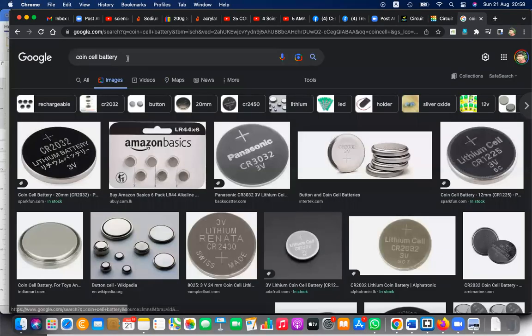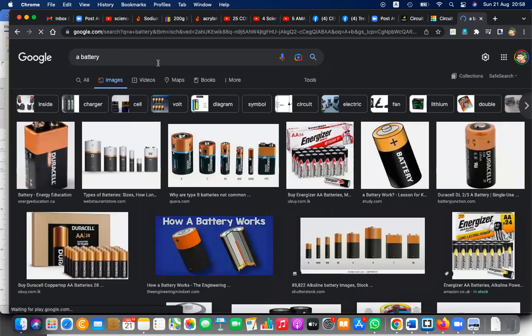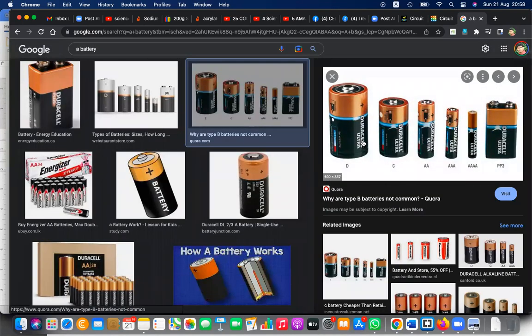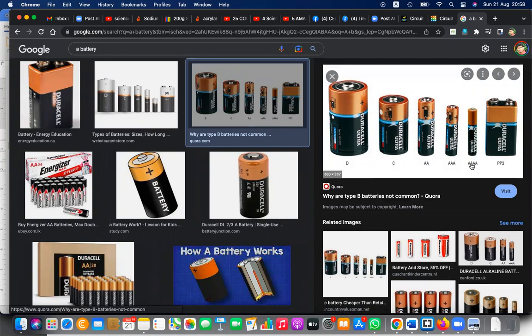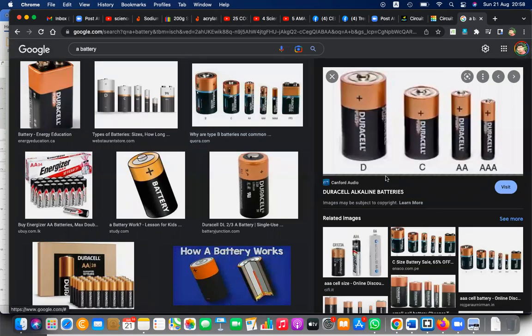Okay, so there is also the A category of battery, right? The A battery is basically this one. So these are different variants you can see here. This is a D category, C category, AA, AAA. This is 4A, right? 4A battery, and this is called a PP3 battery. So these are some examples: D battery, C battery, AA, and AAA.